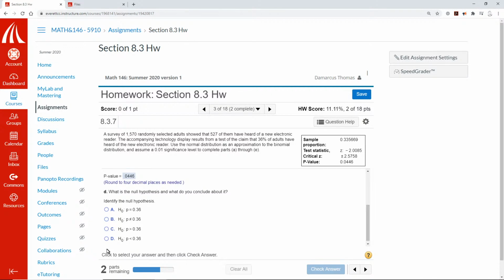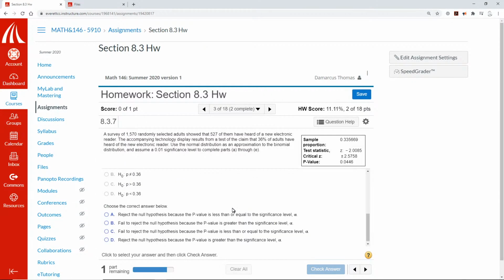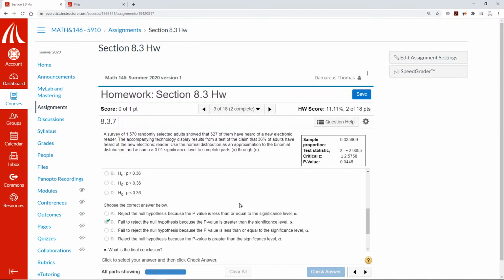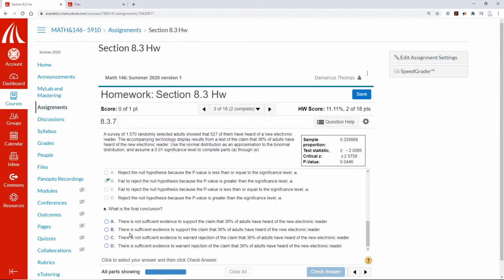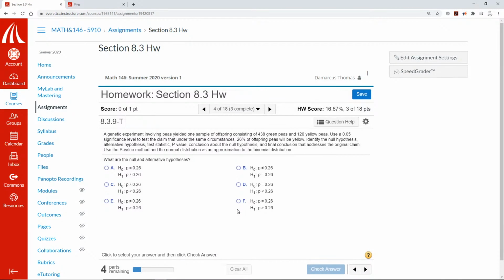What's the null? Well, we really have to just understand the question. We're talking about 36% of the adults, and we know that a null is always defined to have an equality symbol in there. So H null, A is the null hypothesis. Do we reject? Well, the p-value is 0.04, which is not less than alpha. So we fail to reject because the p-value is greater, just like in the previous problem. What is the final conclusion? There is not sufficient evidence to warrant a rejection of the claim. The test just simply fell apart. And there it is.